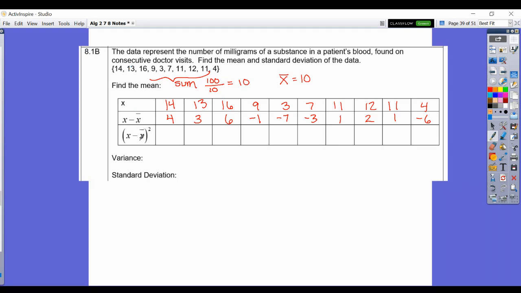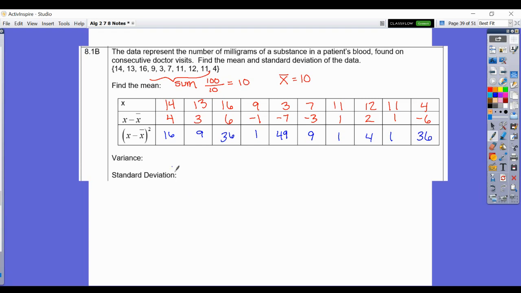And then this next row down, we're just going to square each of those answers that we had. So 4 squared is 16. 3 squared is 9. 6 squared is 36. Negative 1 squared is 1. Negative 7 squared is 49. You'll notice all of these numbers will be positive because we're squaring something. That helps balance out the positive and negative, the ones that are above and below the mean. The mean's kind of the middle, but some are above and some are below. All right, so that is subtracting them, squaring them.